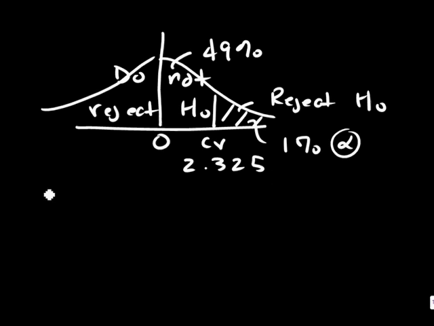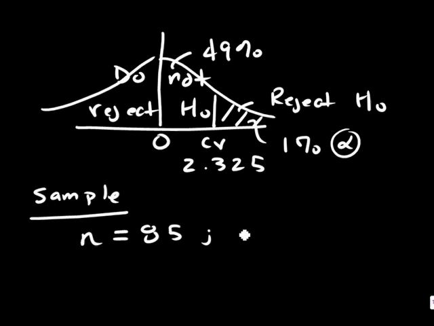Now the sample information gives us a sample size of 85 with a sample proportion of 5.9%. We are using the traditional method here. Sample proportion of 5.9%.